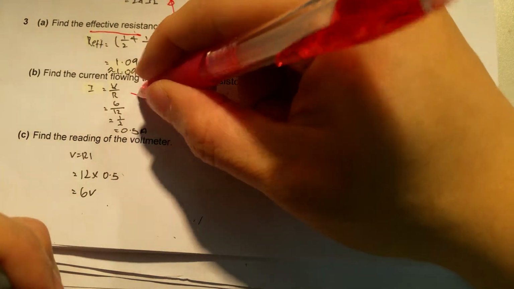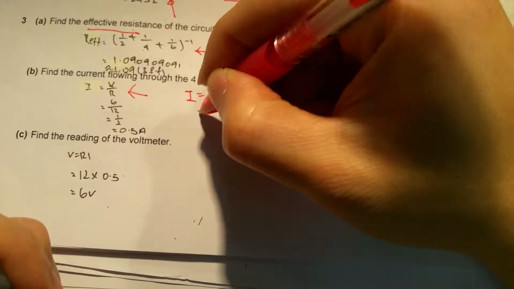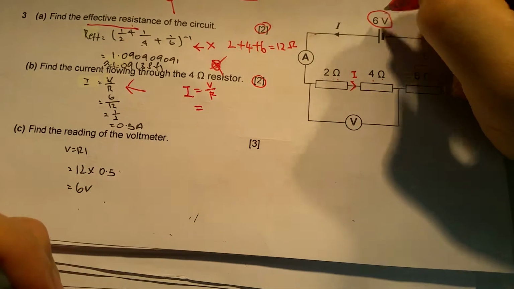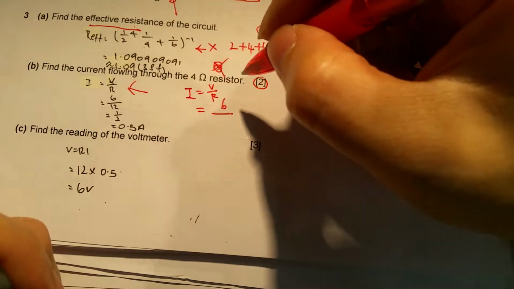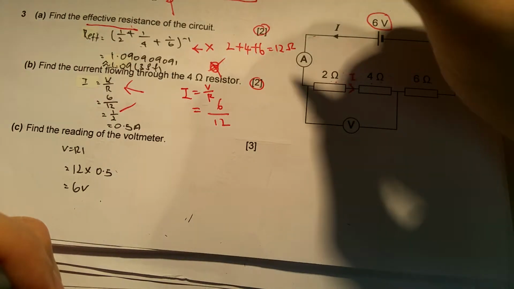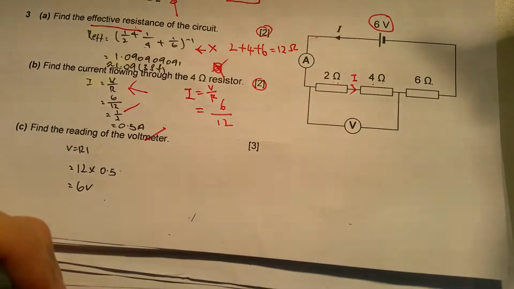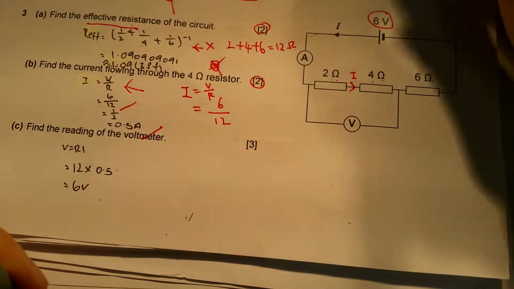So I'm using the formula I equals V over R. I know that the total voltage is 6 volts. The total resistance, which we found in part A, is 12 ohms. So it's 6 over 12, and the current flowing through the 4 ohm resistor is 0.5 ampere.